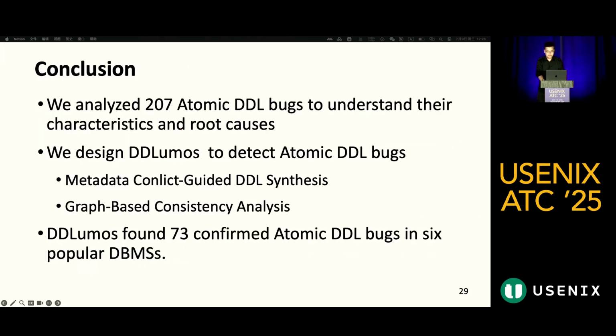To summarize, in this work, we analyzed 207 atomic DDL bugs to understand their characteristics and root causes. Based on the study findings, we designed DDLumos to detect atomic DDL bugs, consisting of metadata conflict-guided DDL synthesis and graph-based consistency analysis. We implemented DDLumos and found 73 real-world bugs in six popular DBMSs.